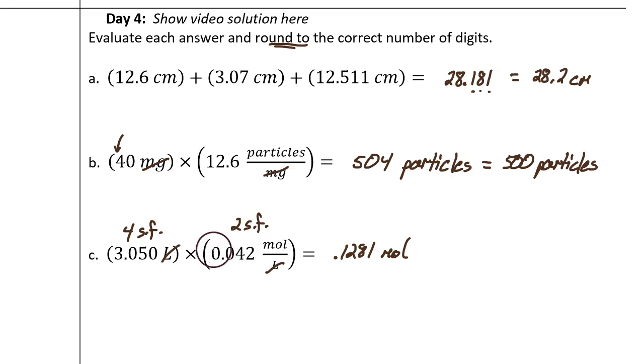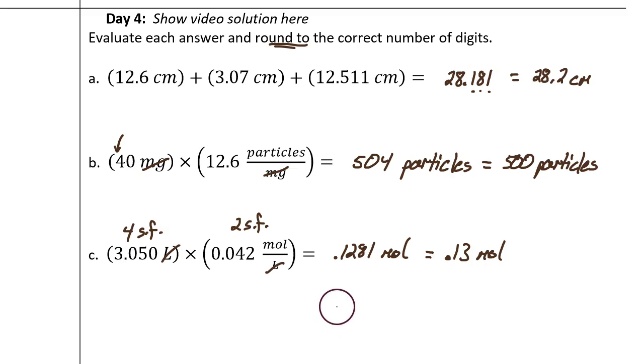This number has some zeros, but notice how these zeros are at the beginning or the left end of the number. These are placeholder zeros. This number is 42 thousandths. That 42 has only 2 digits. Whichever of these is least precise is going to limit the precision of our answer. And that's going to be this one right here, which has 2 significant figures. Our answer can only have 2 significant figures. So we need to round this to 0.13 moles.